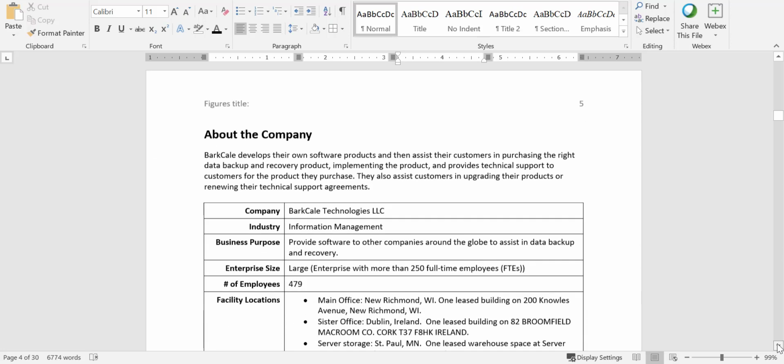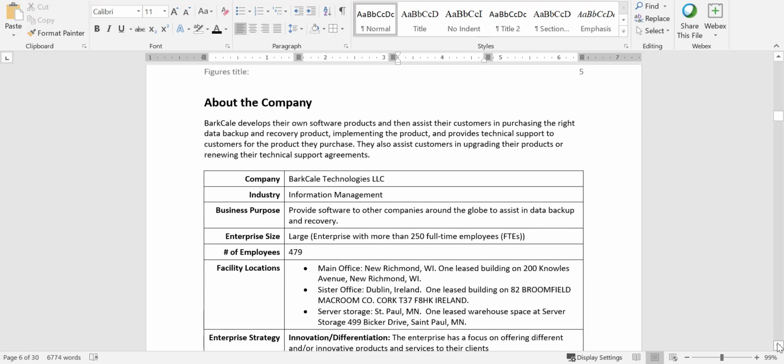In Project Interval 1, you're going to be asked to complete the section about the company. So this should really talk through what the company is. What is the company? What do they do? How big are they? What industry are they in? What's their business purpose? It should include things such as their enterprise size. Are they small? Are they medium? Are they large? How many employees do they have? Where are their locations?